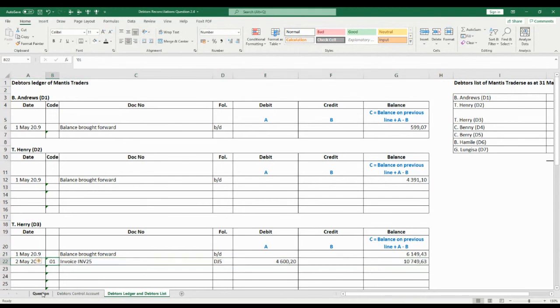So you capture the code, which is 01. You include the invoice number, which was given in the question, so in your journal. Then you say the folio number is which journal that information came out of. So that's the folio number again. The debit amount is the total amount inclusive of that.